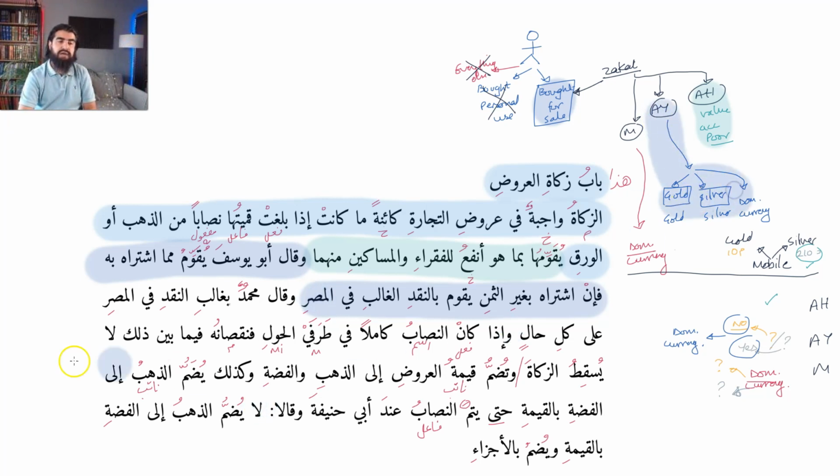Alright, Imam Muhammad says bi-ghalib naqd fil-misr, whatever's the dominant currency in the city, ala kulli hal, in all cases. Right, in all cases, that's basically what you're going to use. And we just explained that over here.